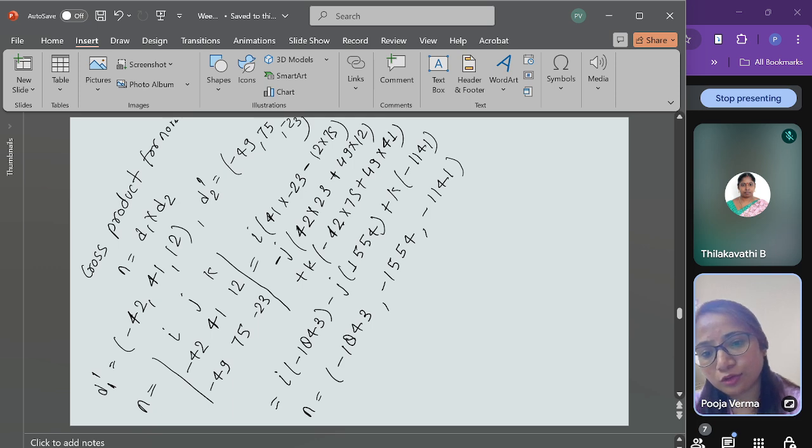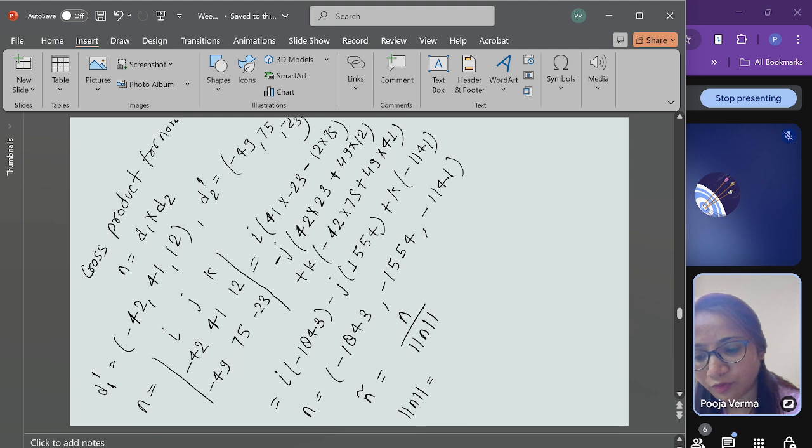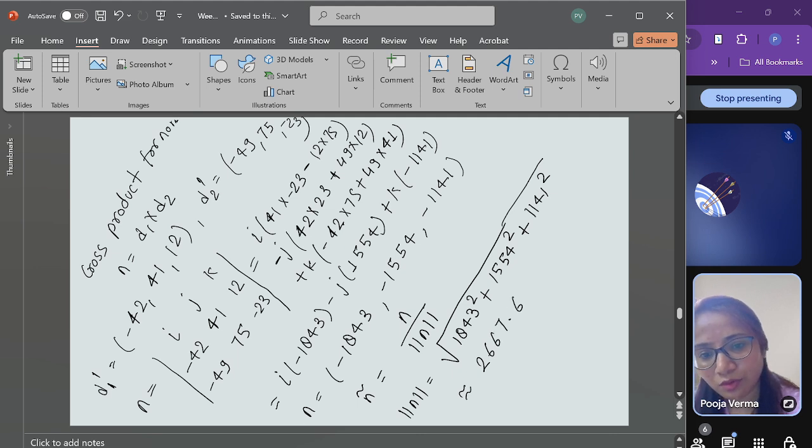To normalize these values, so to find out the unit normal, what is the formula for the unit normal? That is n tilde is equal to n divided by the magnitude of n, right? Now this magnitude, how do we calculate? Root of 1843 square plus 1554 square plus 1141 square. If you calculate this value, you will get approximately 2667.6.